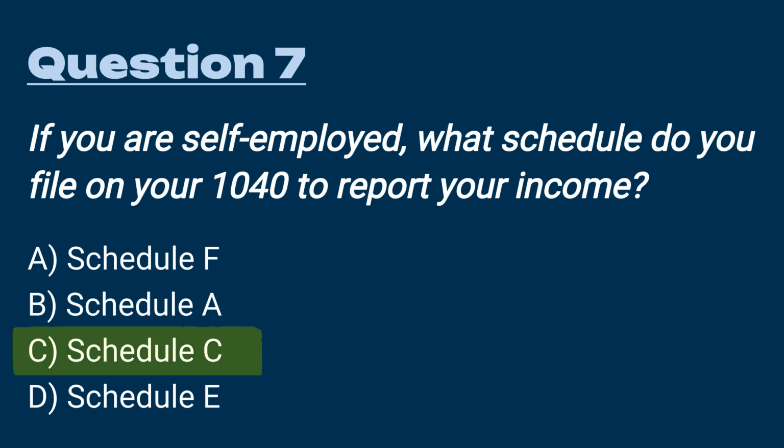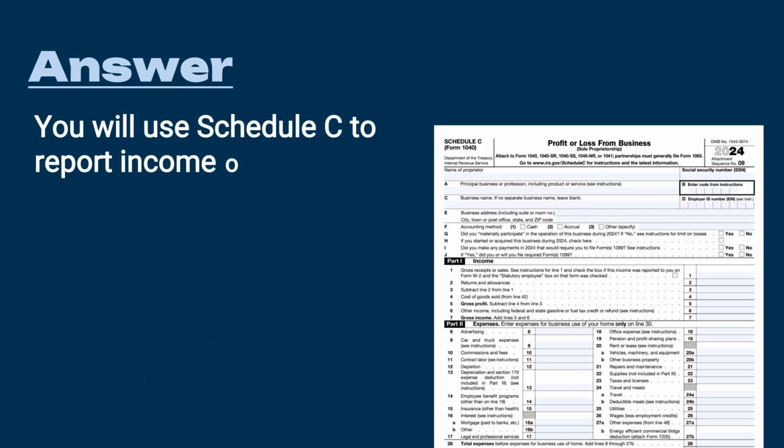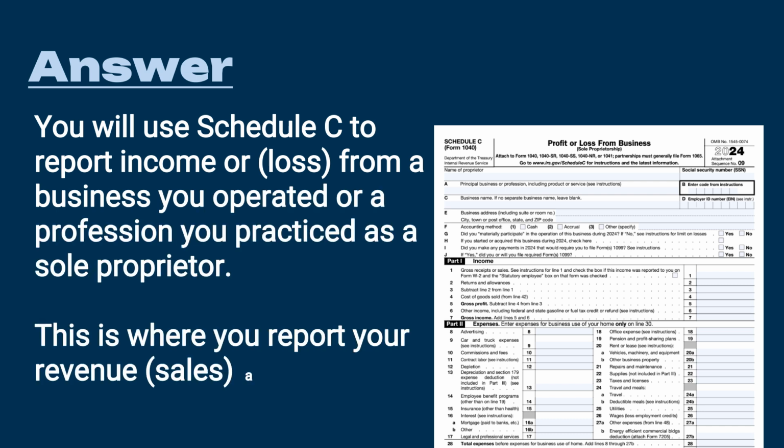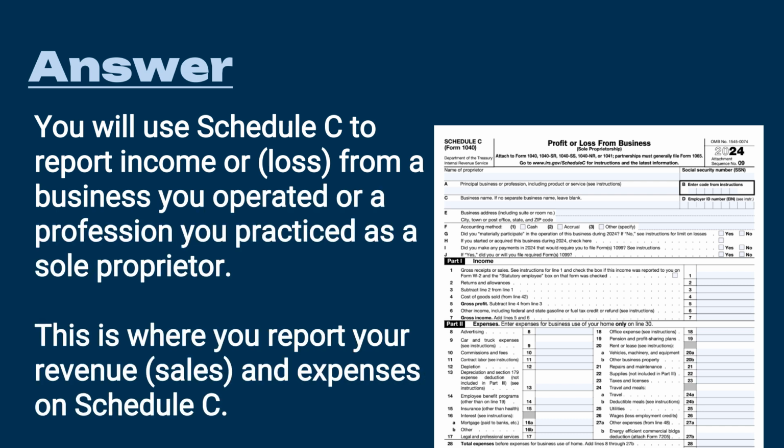The answer is C, Schedule C. If you are self-employed, an independent contractor, running your own small business, even a single member LLC, you're going to use Schedule C to report your revenue, your sales, and also your business expenses, ultimately getting to your self-employed net income, which will end up being taxable.